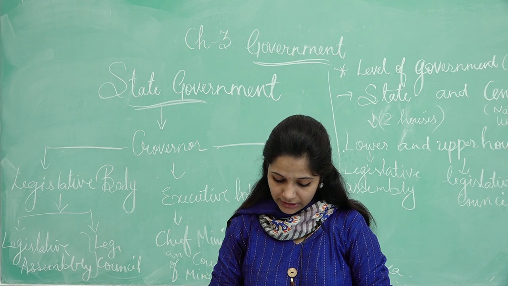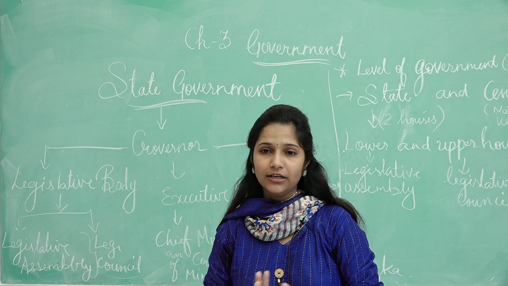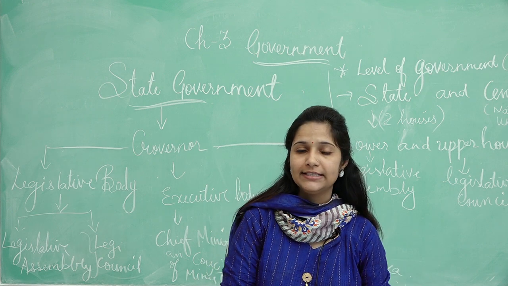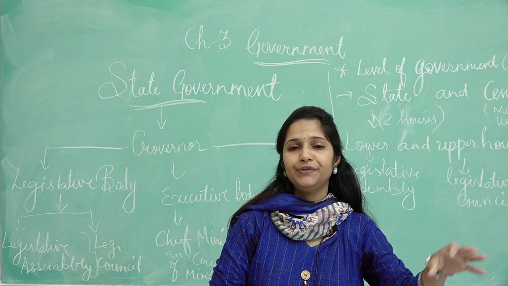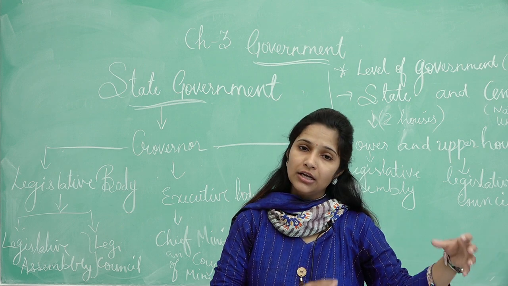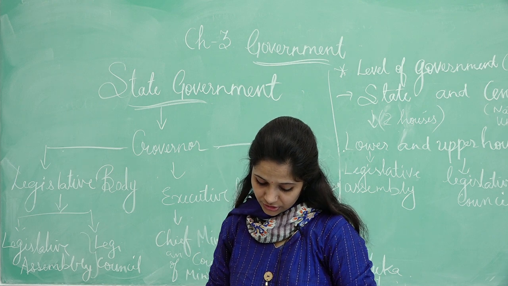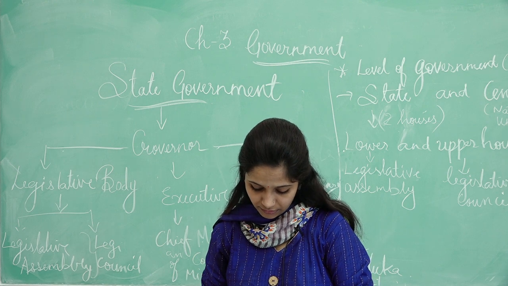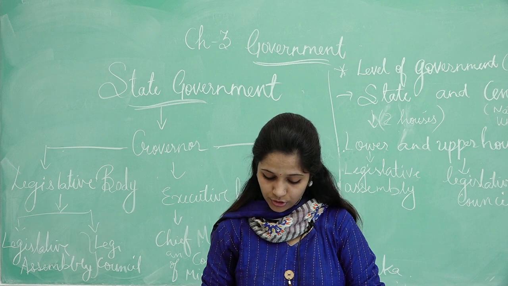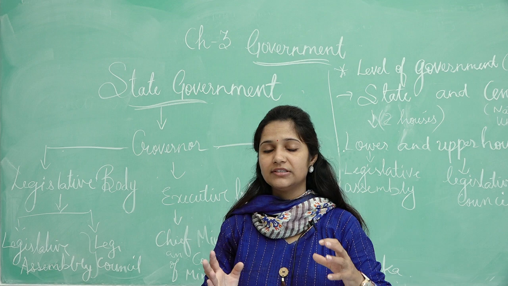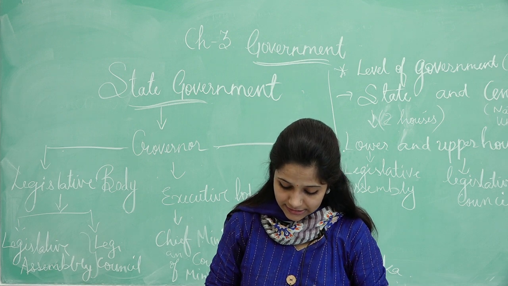The government at the state level is called the state government. That means our Gujarat government, that is a state. Maharashtra is also a state government. So these different state-level governments are called state governments. We will study more about the organs of the state government here.